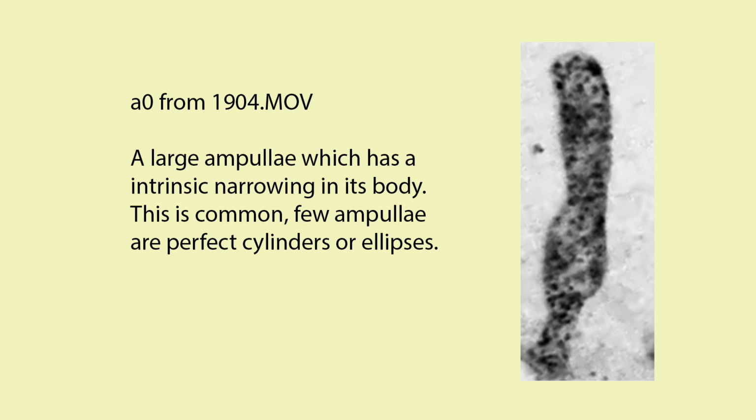Now we look at contractions of a very large, long ampulla. It has a contraction at the middle and narrows at the lower end. Long ampullae are usually not uniform in width.